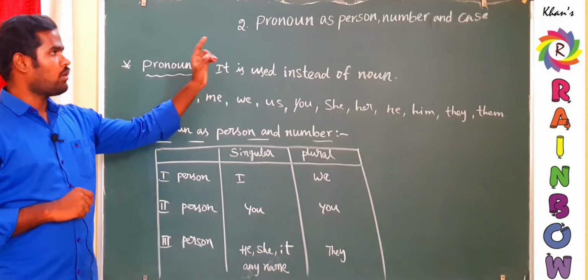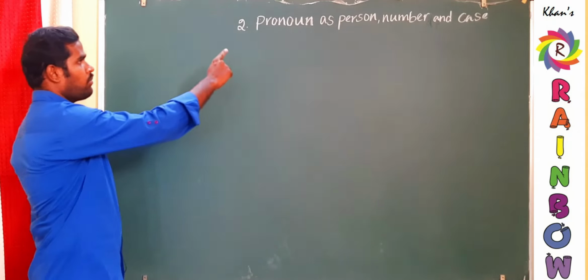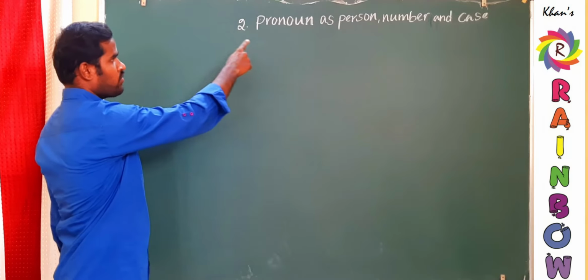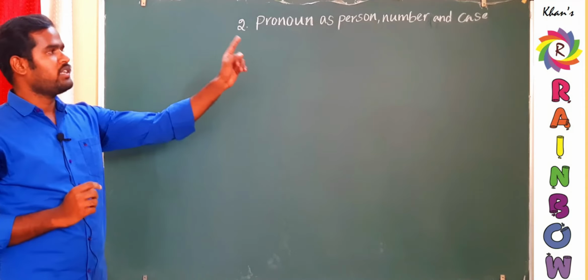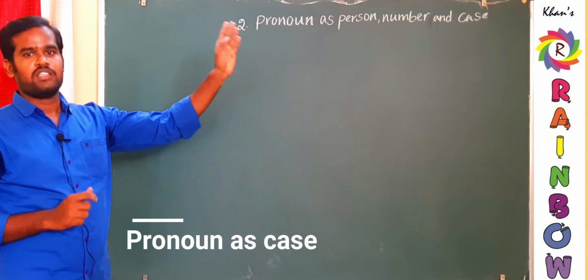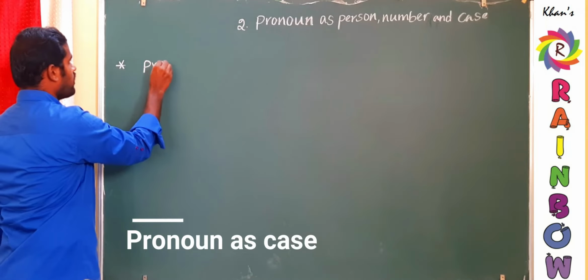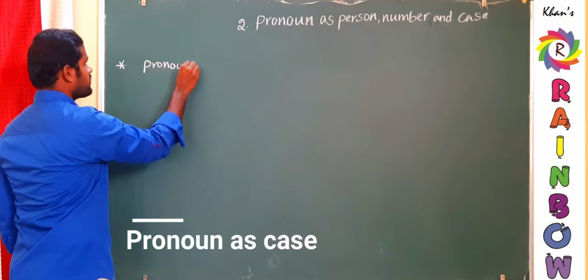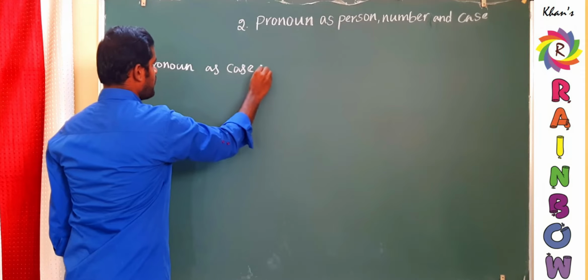And let us look at pronoun as case. Now third type of division, pronoun as case. Just now we have discussed pronoun as person: first, second, third person. Pronoun as number: singular and plural. Now third type of division is pronoun as case. That is our side heading now. Pronoun as case. This is very important. So listen carefully. Pronoun as case.